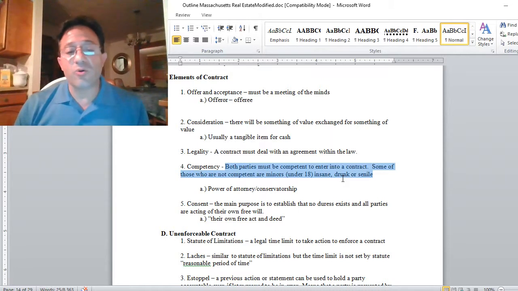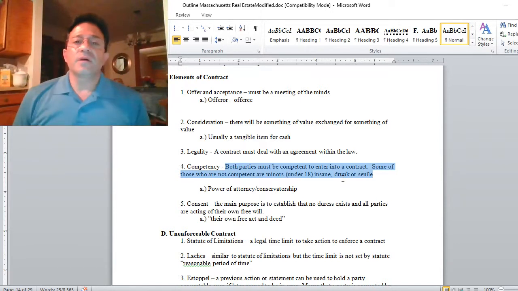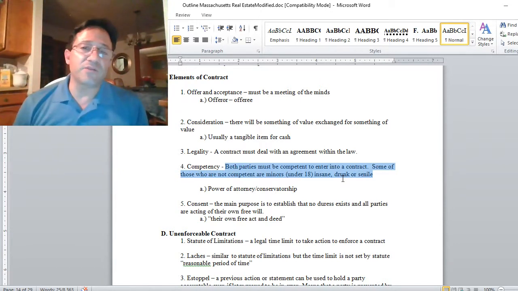Also, in this category of competency, we talk about minors. And with minors, it's kind of a funny topic because when the contract is formed, the contract is valid. So if you have an adult and a minor signing a contract, like for the sale of a car, it is valid when it's signed. However, the minor has the ability to void that contract. And so there's a question of competency when it comes to minors.